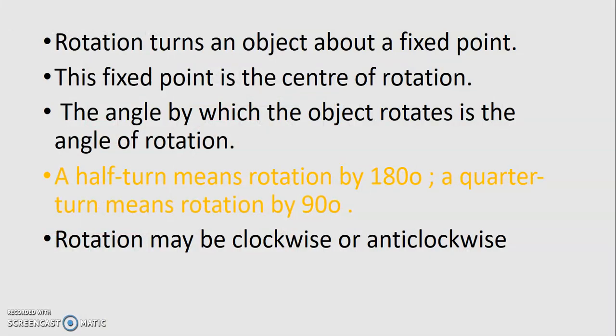Now, next we learnt about rotational symmetry. And these are the points that you should keep in mind about rotational symmetry. What is rotation? Can you define rotation? Yes, rotation is a movement. There is a movement in that object. How is it moving? It turns about a fixed point. So, rotation is a movement that turns an object about a fixed point. And what is the name of that fixed point?